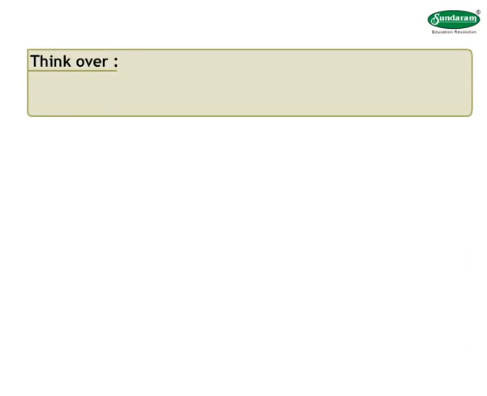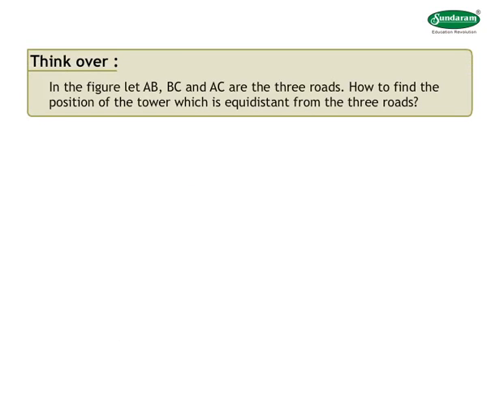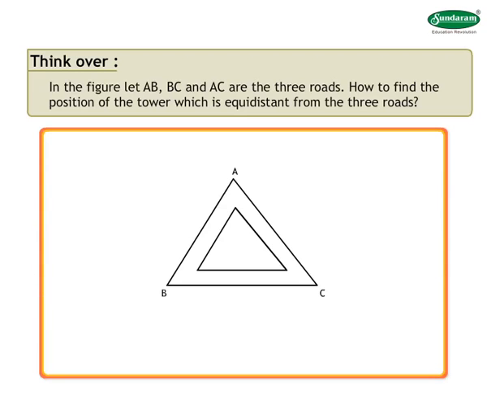Let's think it over. In the figure, let AB, BC and AC be the three roads. Now let's see how to find the position of the tower which is equidistant from the three roads. Answer. Here, in the figure, it is given that AB, BC and AC are the three roads. When all the three roads AB, BC and AC are joined, we get triangle ABC.